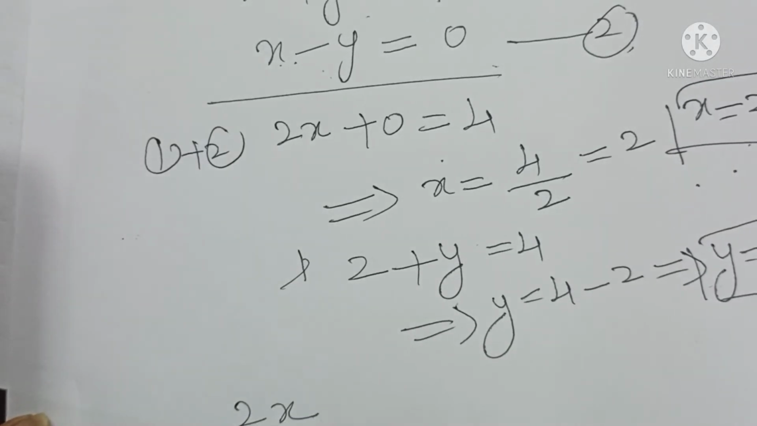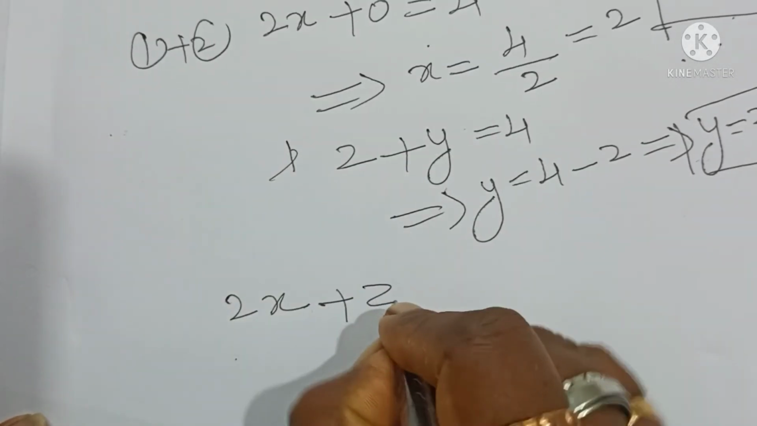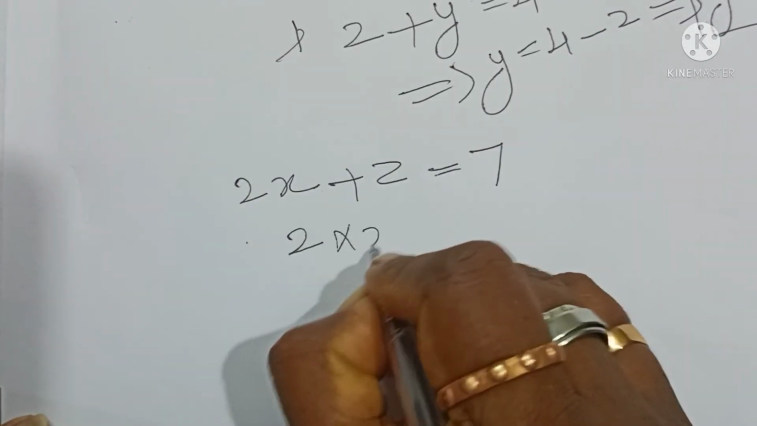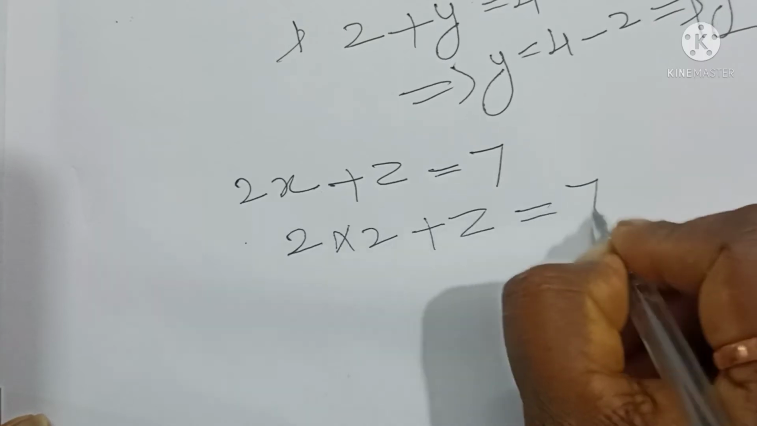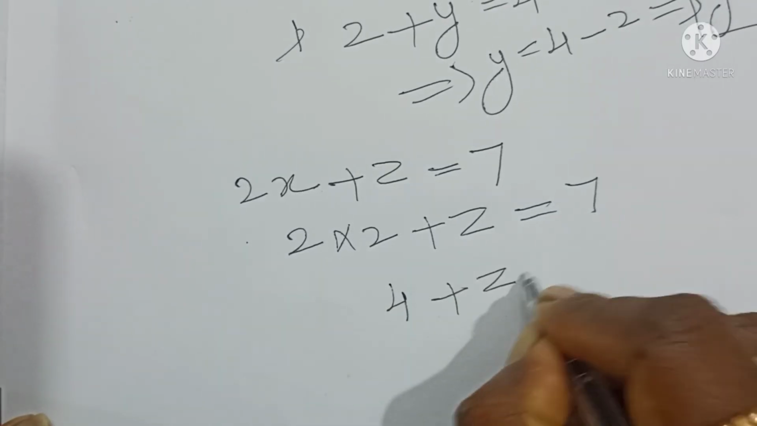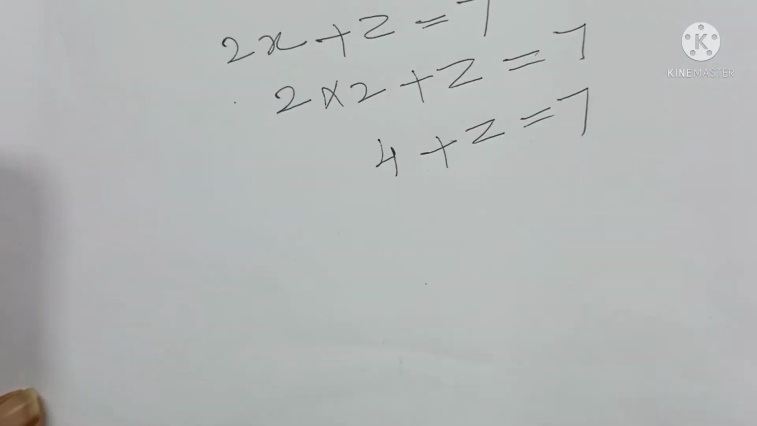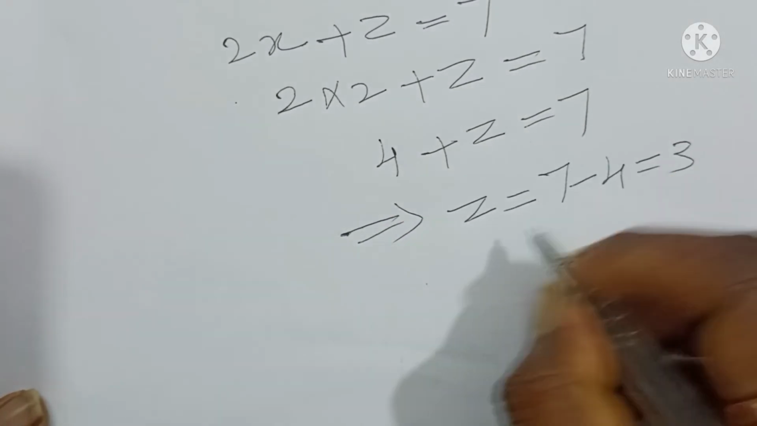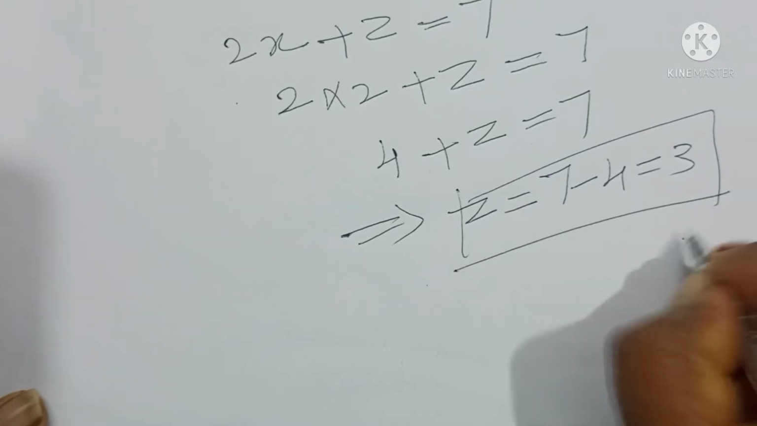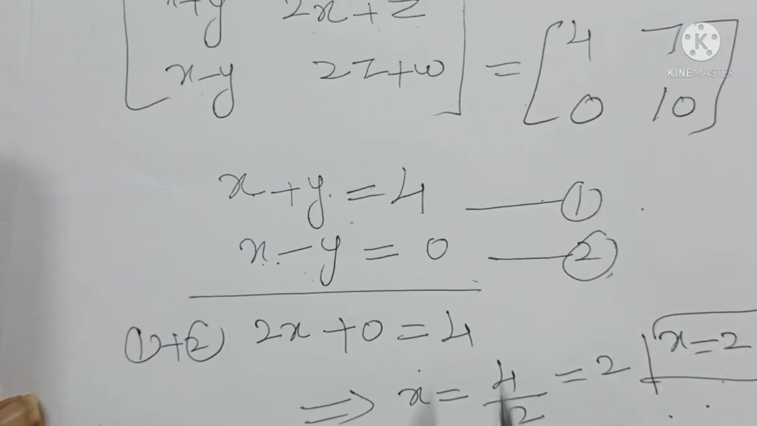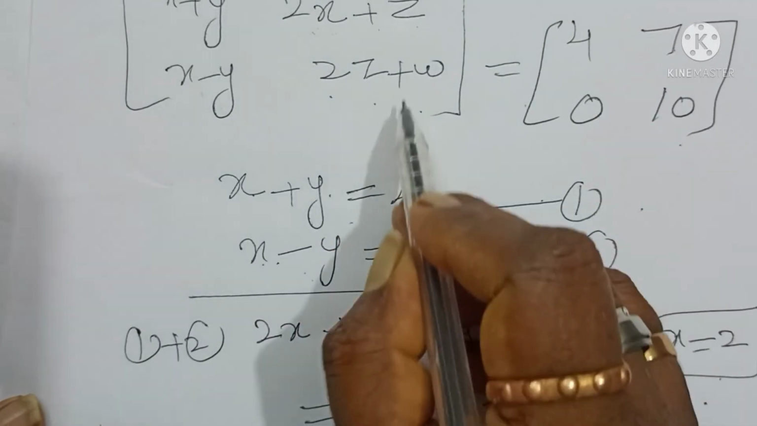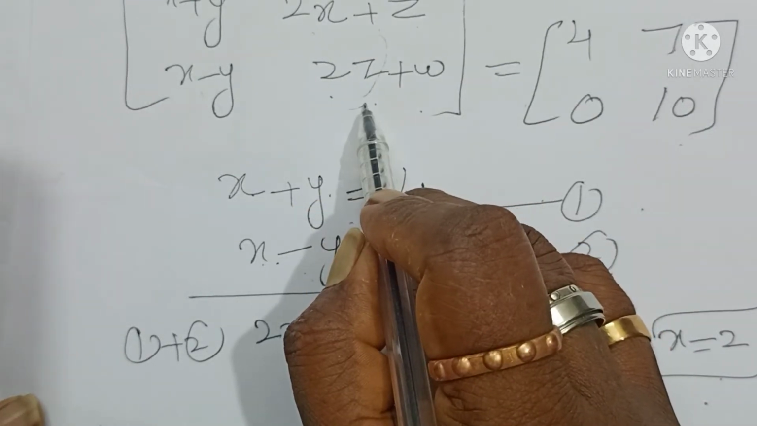So 2x plus z is equal to 7. You have to substitute the value of x here. 2 into 2 plus z is equal to 7. What is 4 plus z is equal to 7. So this implies z is equal to 7 minus 4, which is equal to 3. So what is the value of z? 3. Then you have to take this equation 2z plus w is equal to 10. Here you have to substitute the value of z, then you will get the value of w.